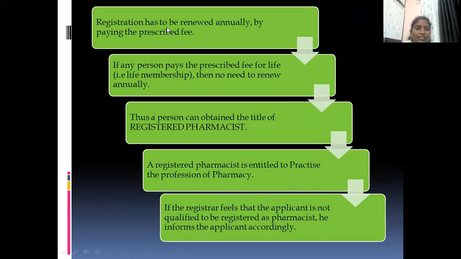Next, coming to the registration, it has to be renewed annually with payment of the prescribed fee. If the person doesn't want to come regularly, annually or every 5 years, means he is not coming regularly, he can take a lifetime certificate. By paying the prescribed fee, they have to renew annually. Okay, if any person pays the prescribed fee for lifetime membership, they also have to take it.